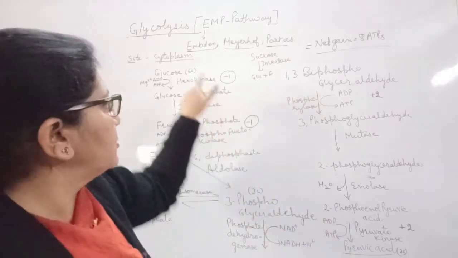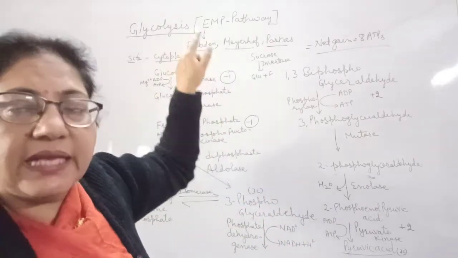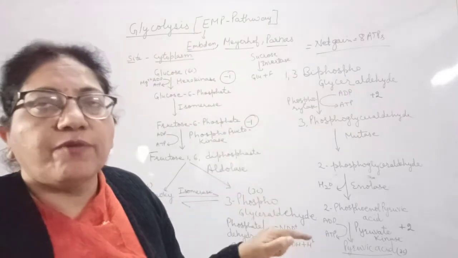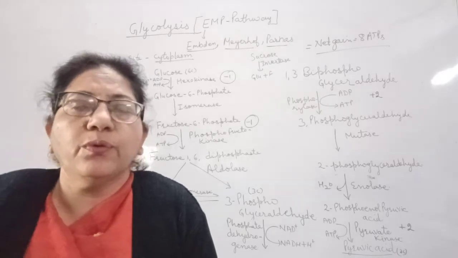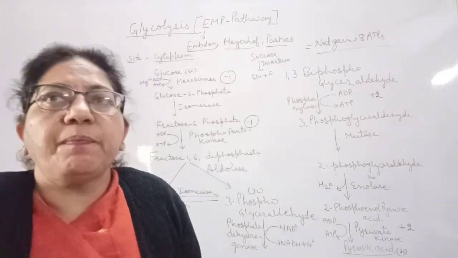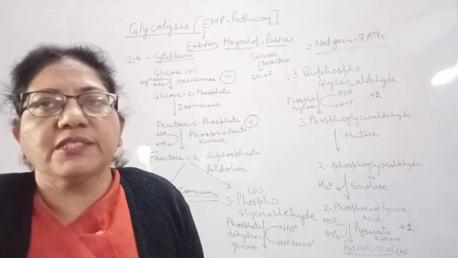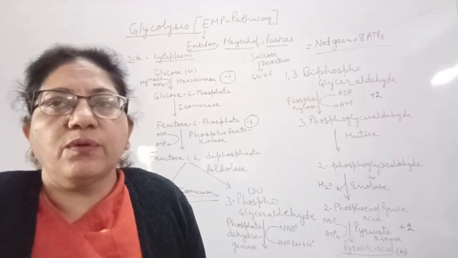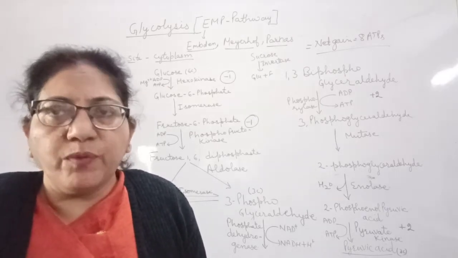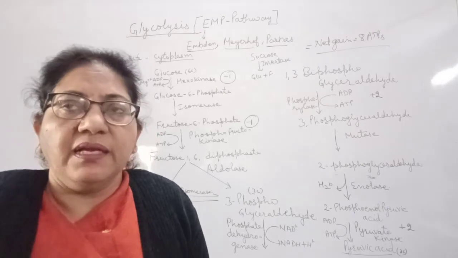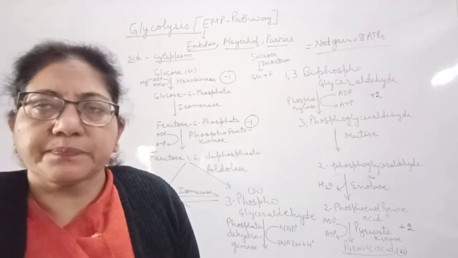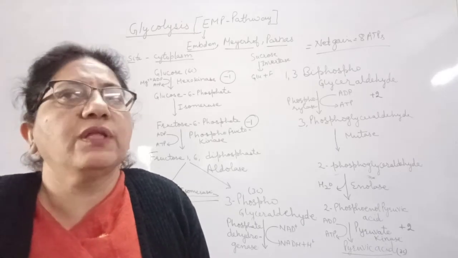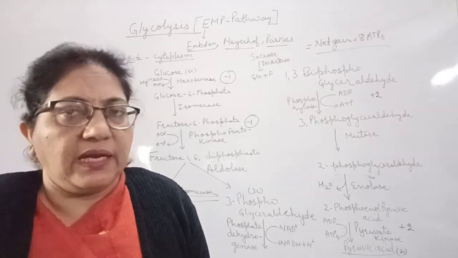What is the site? That is the cytoplasm, and it is a common pathway for both aerobic and anaerobic respiration. If any respiration is to start in the body, first the glucose, our respiratory substrate, will undergo glycolysis, that is pyruvic acid. Then it depends on whether it will go to the mitochondria in the presence of oxygen, or without oxygen it will form ethyl alcohol.